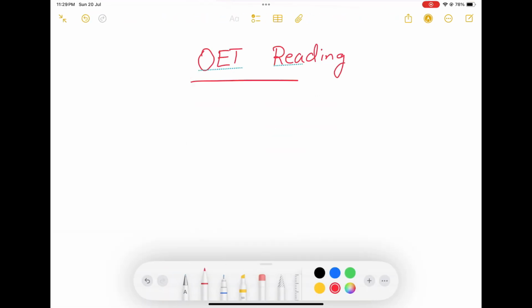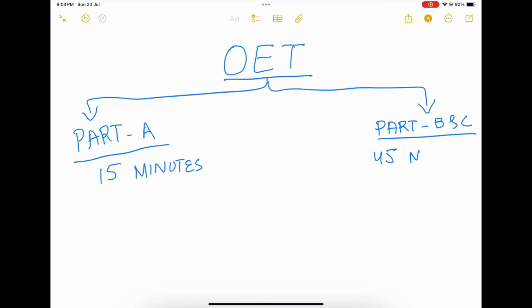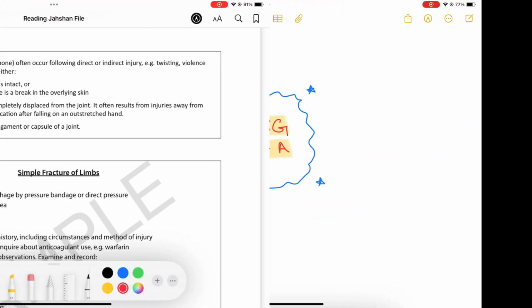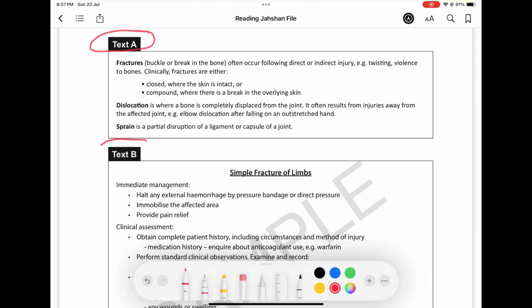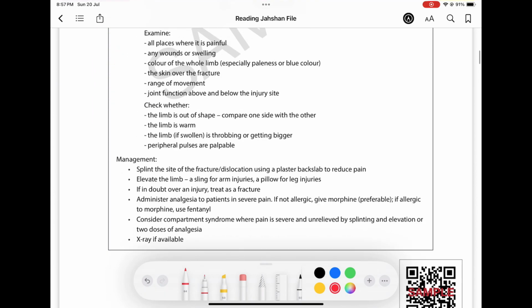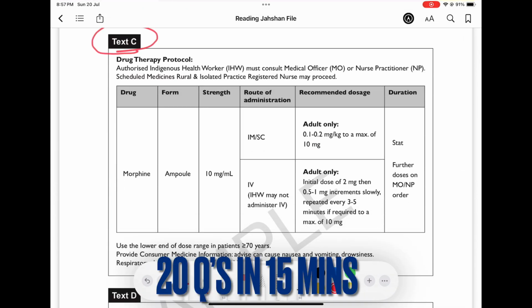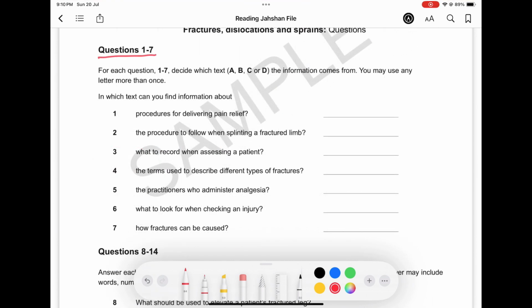OET reading has three parts, part A, B and C. Part A is given 15 minutes, and parts B and C have to be completed within 45 minutes. So let's talk about OET reading part A first. Part A has four texts, A, B, C and D, and has 20 questions which need to be completed within the 15 minutes. For questions 1 to 7, you need to identify whether the information asked is present in text A, B, C or D.